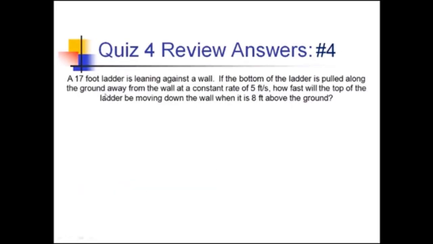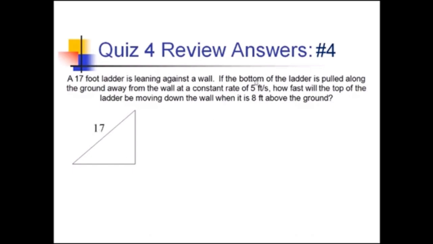For this problem, I have a 17-foot ladder leaning against a wall, so I'm just going to draw a little diagram here. This is going to give us a right triangle, and it's a 17-foot ladder, so this is the ladder leaning, so that's actually the hypotenuse of this right triangle.